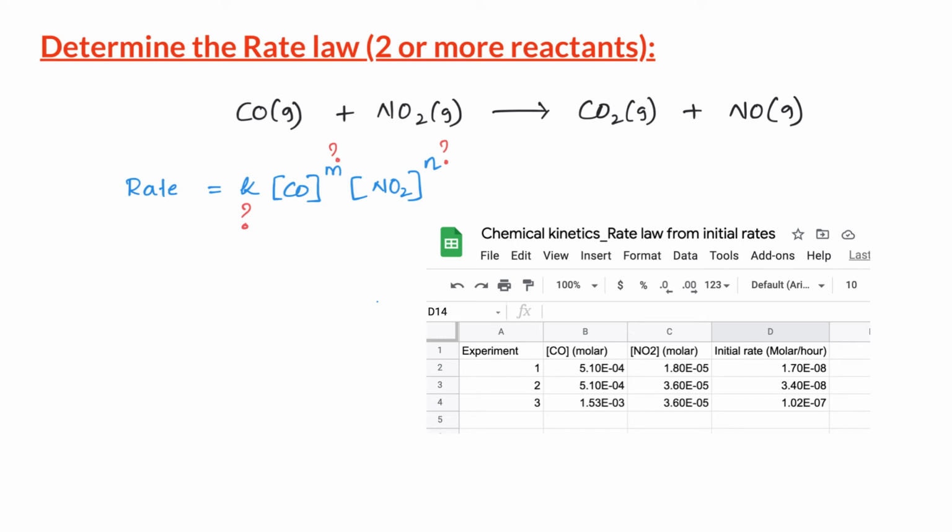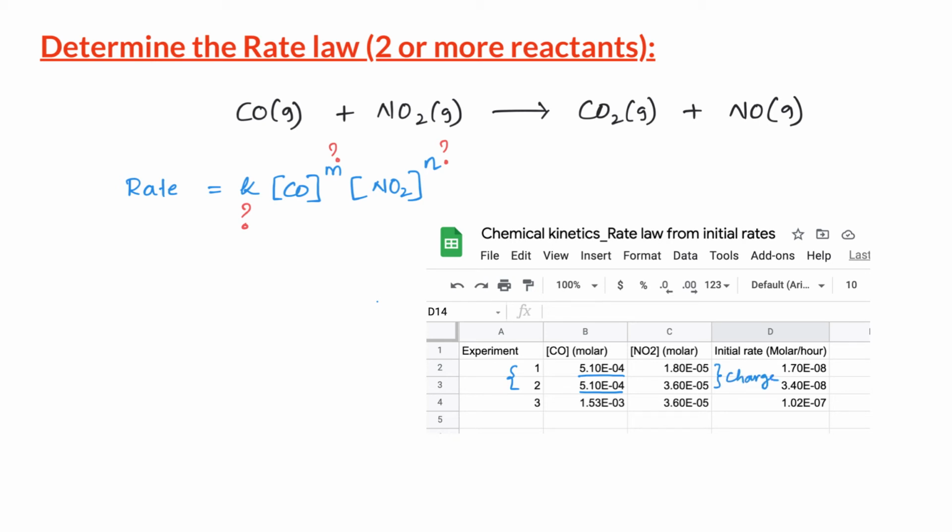When we design the experiments, what we do is keep the concentration of one of the reactants constant and then change the concentration of the other reactant and determine the rate. For example, if we look at experiments 1 and 2, the concentration of carbon monoxide is kept constant while the concentration of NO2 is changed.